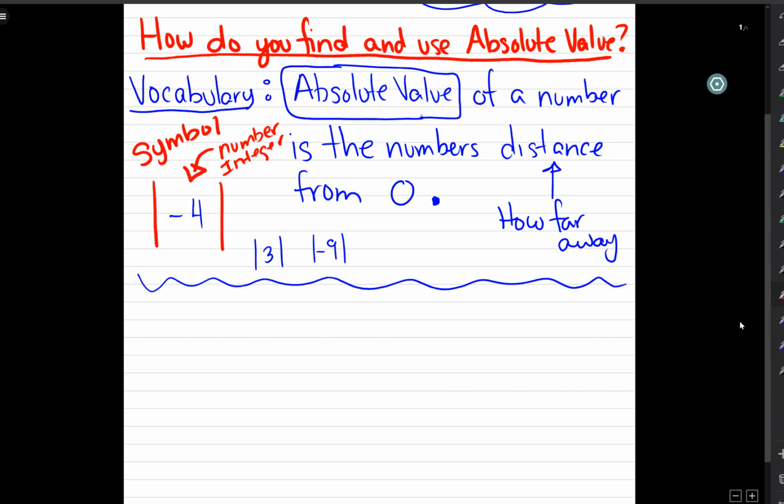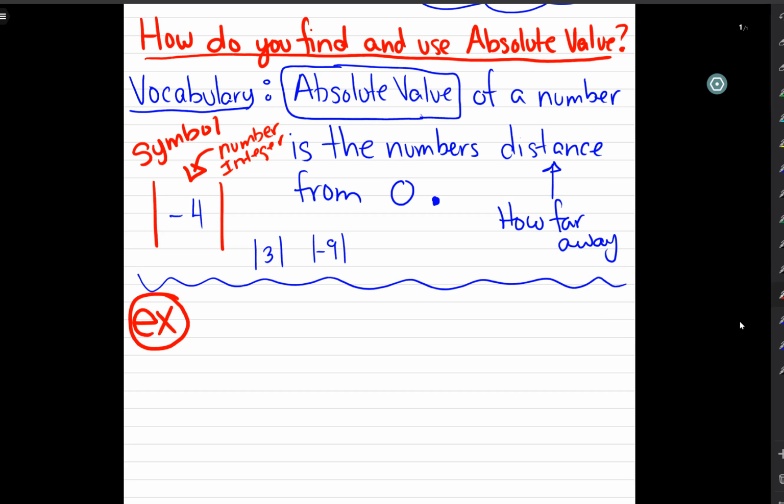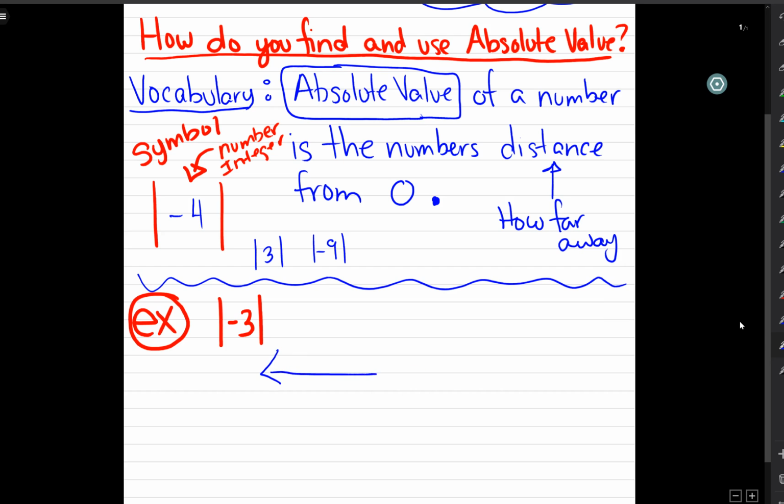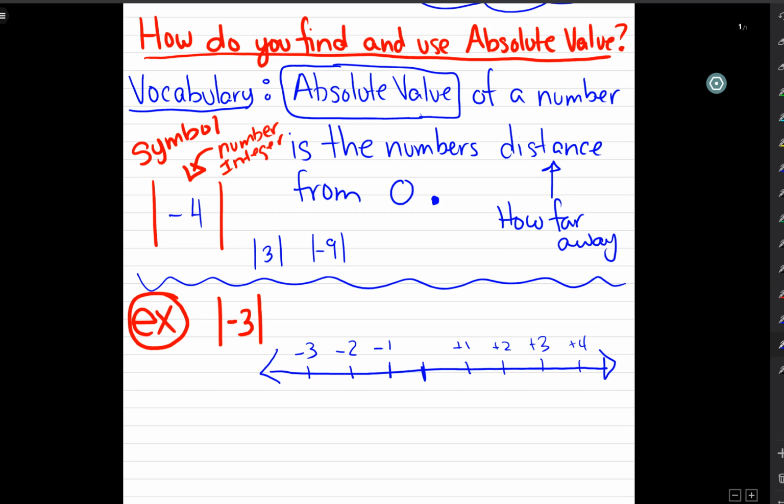So here's an example. What is the absolute value of -3? The easiest way to do this is to draw a number line. Put your 0 here. Put your -1. Put your -2. Put your -3. And over here is +1 and +2 and +3. And if you can continue going, +4 and so forth. What we're looking for is the absolute value of -3.